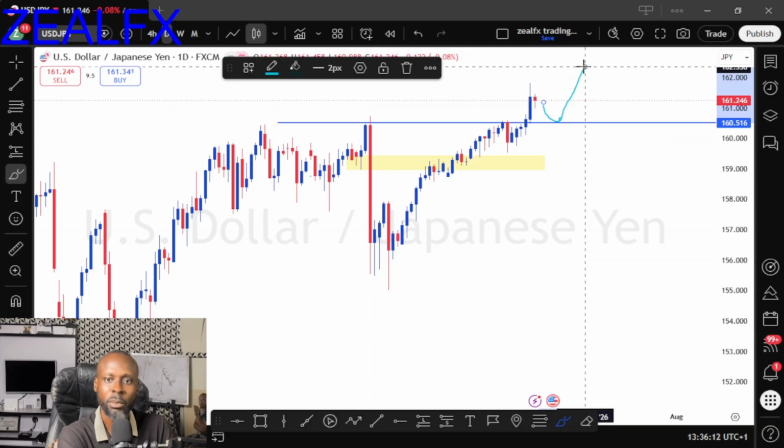Sometimes your analysis can be correct, but the market can also go against your direction. That's why you need proper risk management to plan your risk before taking any trade.